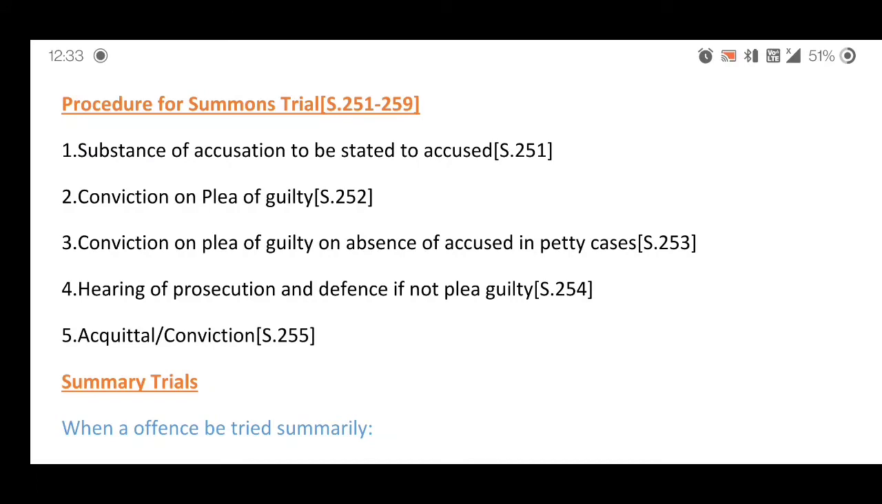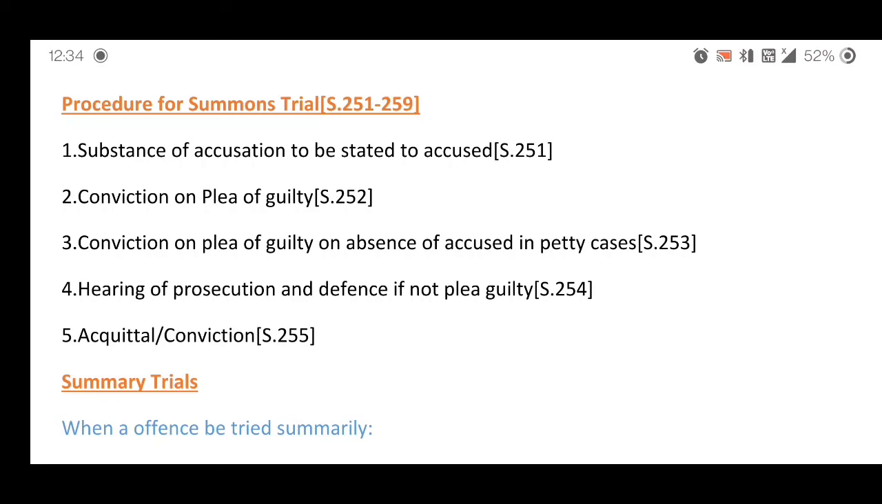Procedure for summons trial. Sections 251 to 259 of CrPC tell us about the procedure to be followed during a summons trial. The first step is substance of accusation to be stated to accused. All the accusations against the accused have to be stated to the accused. Then the accused can plead guilty, and after his plea of guilty, there will be a conviction on plea of guilty.